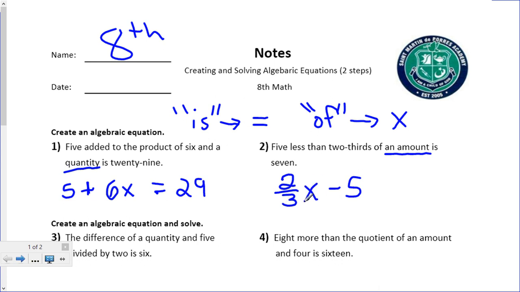So x represents an amount. We don't know it, whatever that amount is. So 2/3 times that amount. Now the word is, that becomes the equal sign. And then 7. And this, again, the directions were just to create it, so we don't have to do anything else.